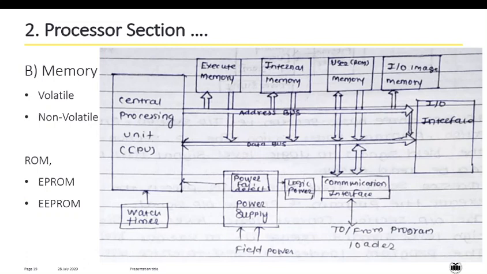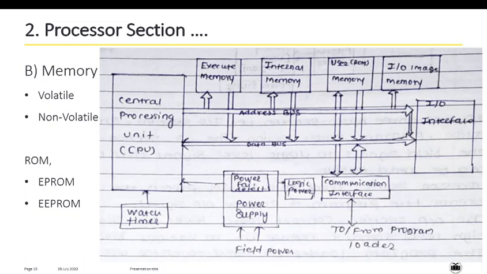Now another memory which you can use is ROM. You know that ROM has two types, EPROM and EEPROM. First of all, we will see what EPROM is. EPROM means electrically programmable read-only memory. You can program this memory by using an electrical signal, but to erase this memory you have to apply ultraviolet light.